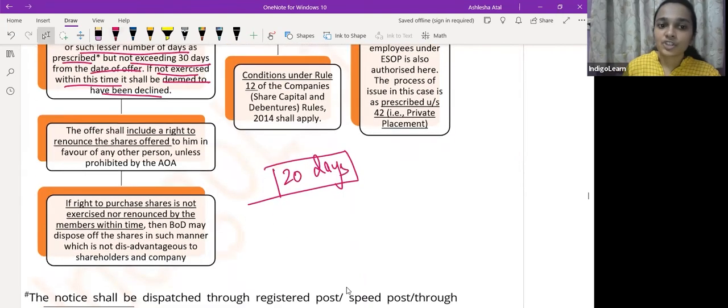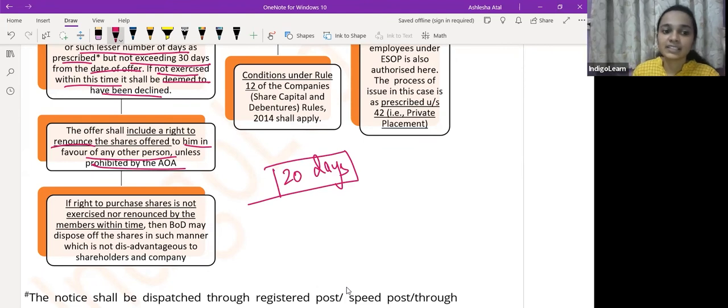And the offer shall include a right to renounce the shares in favor of any other person unless prohibited by the AOA. So if there's a specific prohibition in articles, तो फिर renouncing का right नहीं रहेगा. But articles में कोई specific prohibition नहीं है on renouncing of rights, तो situation में the offer which is being made, it should include a right to renounce which the person has.